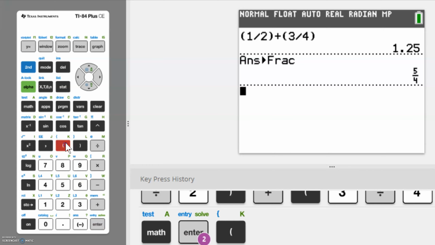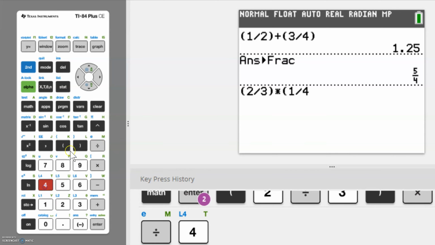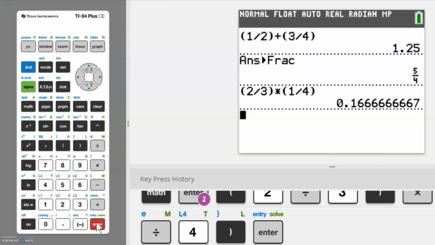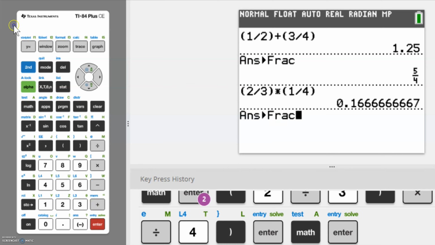If you wanted to do, let's say, 2/3, so parentheses, 2 divided by 3, close the parentheses, times, how about 1/4, so parentheses, 1 divided by 4, close the parentheses, hit enter. It's going to write the answer as a decimal. All right, so if I want to turn that back into a fraction, I hit Math, enter, enter.